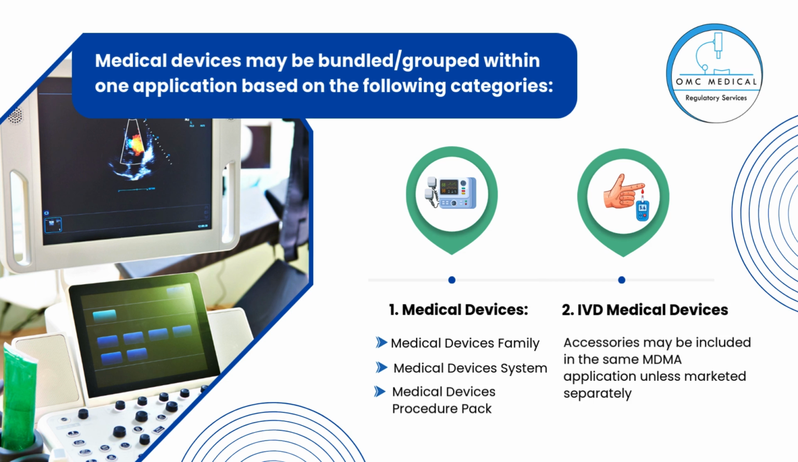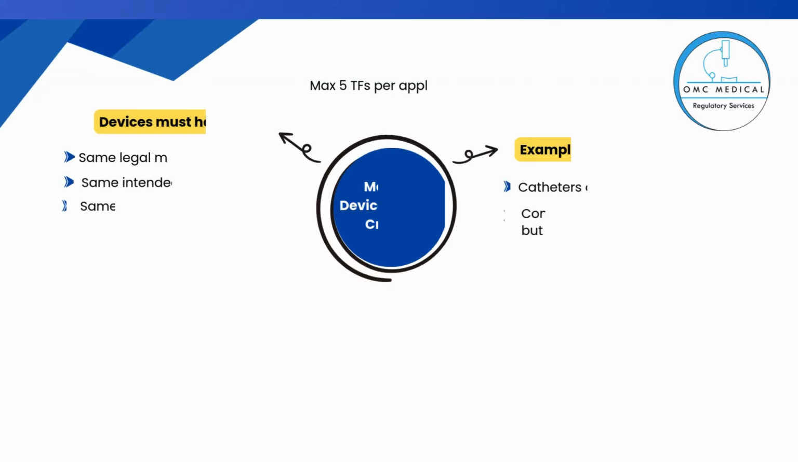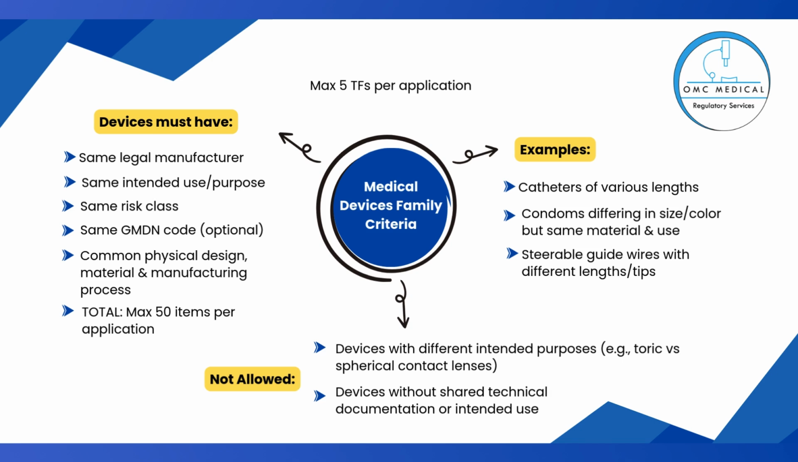These include: first, medical devices, which can be grouped by family, by system, or as part of a procedure pack. And second, in vitro diagnostic, or IVD, medical devices. It's also important to note that accessories can be included in the same MDMA application unless they're marketed separately. Let's begin with medical device families.